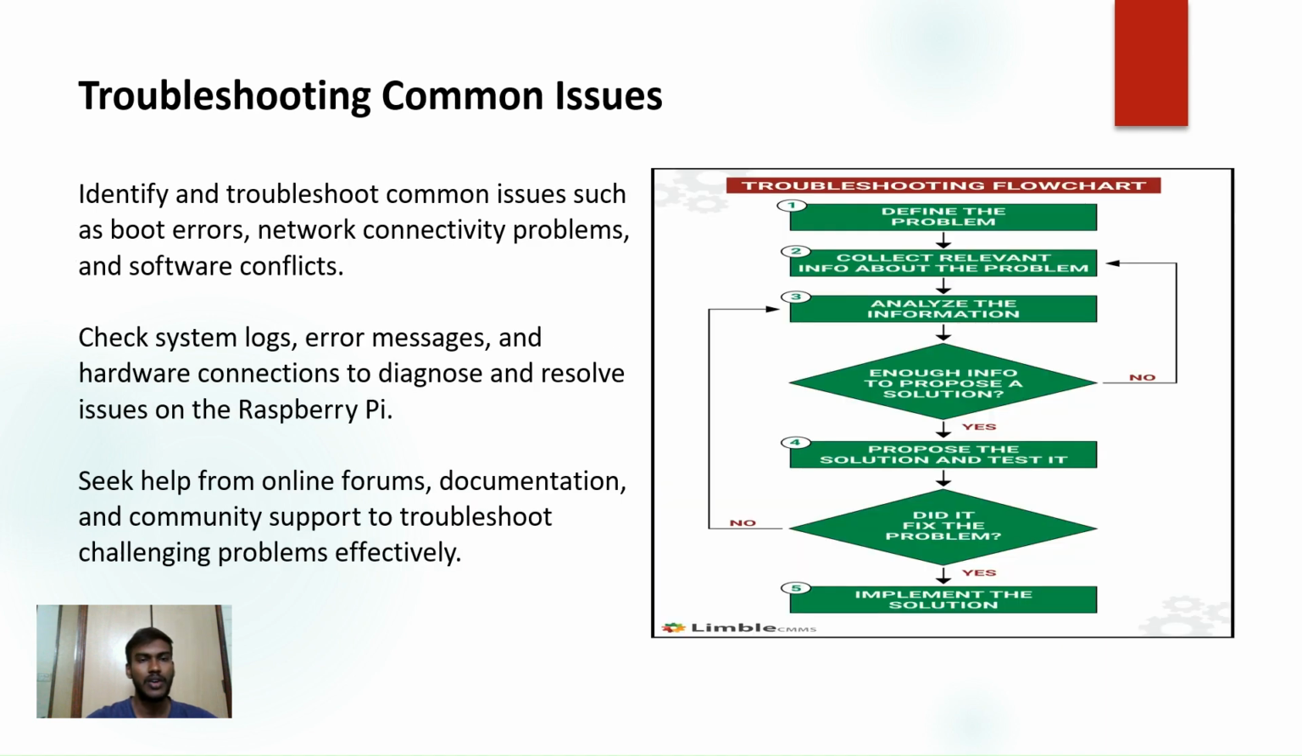Now, troubleshooting common issues. Identify and troubleshoot common issues such as boot errors, network connectivity problems, and software conflicts. Check system logs, error messages, and hardware connections to diagnose and resolve issues on the Raspberry Pi. Seek help from online forums, documentation, and community support to troubleshoot challenging problems effectively.